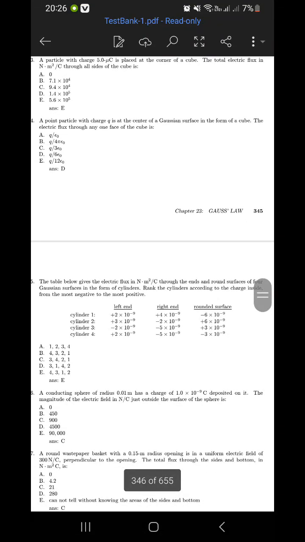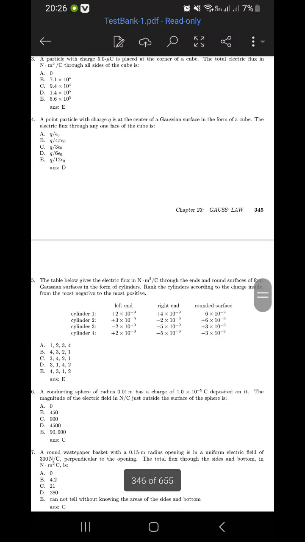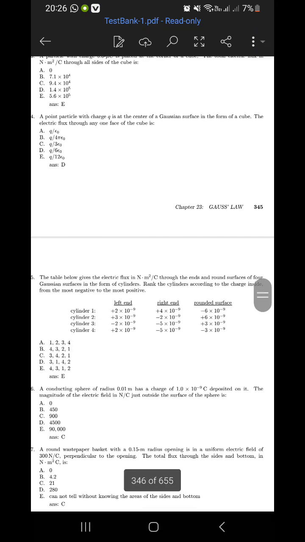A point particle with charge Q is at the center of a Gaussian surface in the form of a cube. The electric flux through any one surface of the cube is D, Q over 6, since the cube has 6 sides.